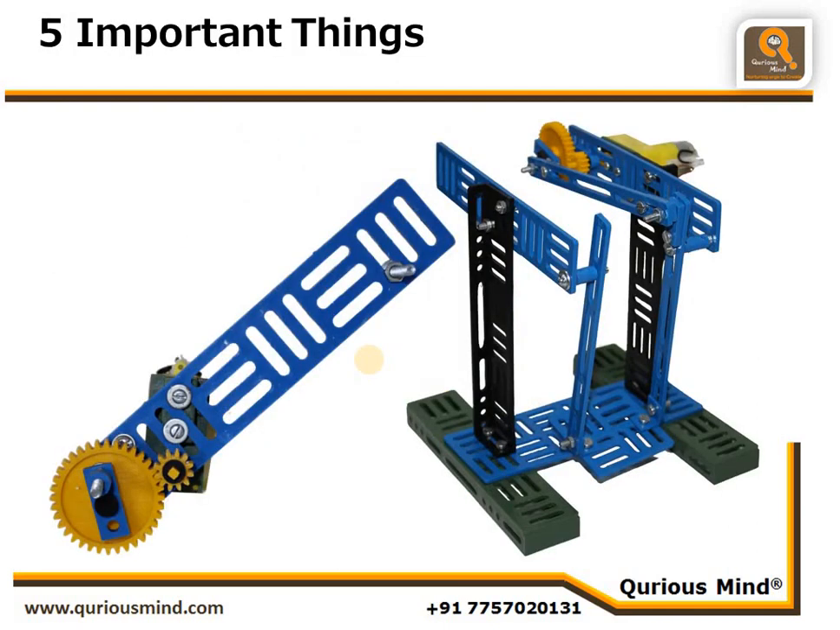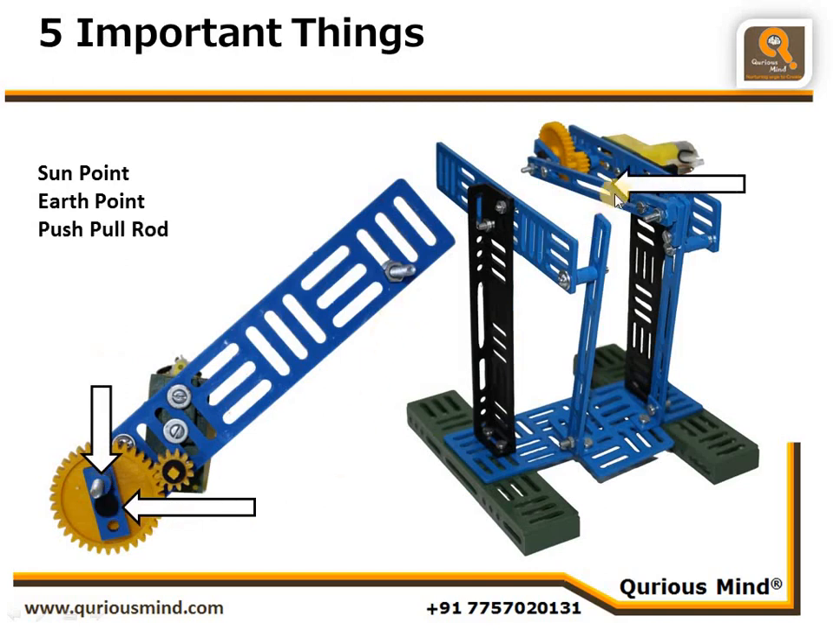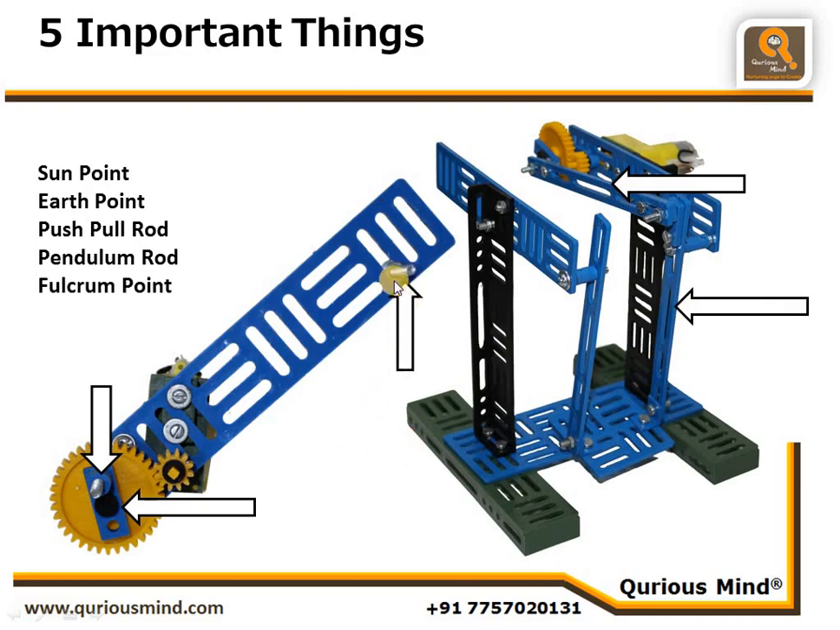The 5 important points. This was our sun point. This was our earth point. And this was our push-pull rod single bar here. This was our pendulum rod. And finally, this was our fulcrum point. So these are the 5 things which we created to get our oscillatory motion.